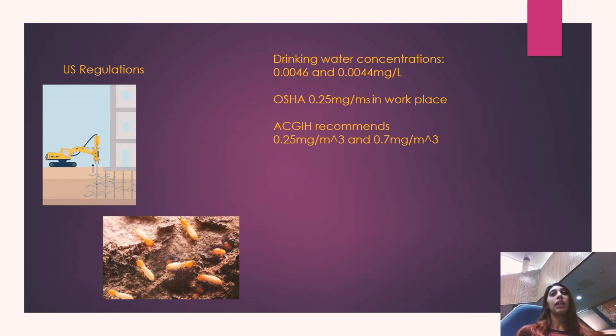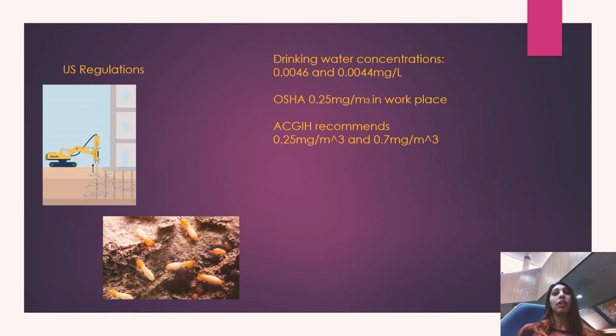Aldrin and dieldrin exposure in drinking water at concentrations of 0.0046 and 0.0044 milligrams per liter has also been calculated by the EPA to result in a lifetime cancer risk of 10^-6. The Occupational Safety and Health Administration currently enforces a 0.25 milligrams per cubic meter limit for aldrin and dieldrin in the workplace.